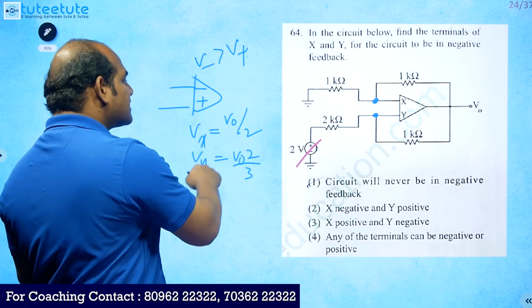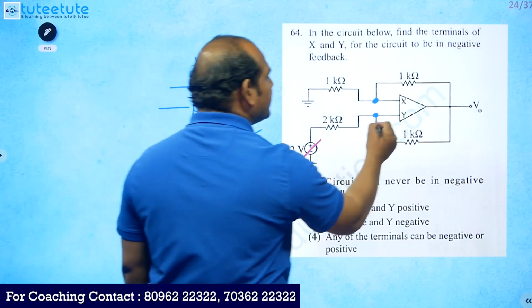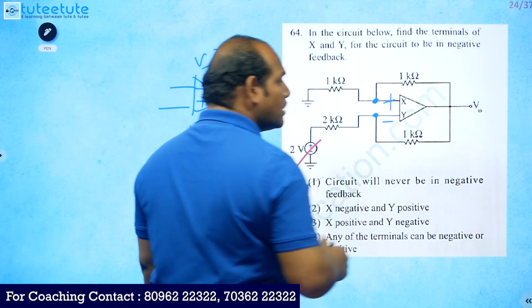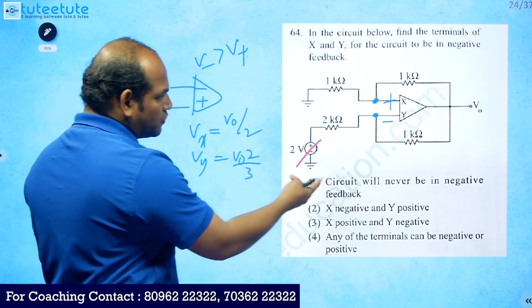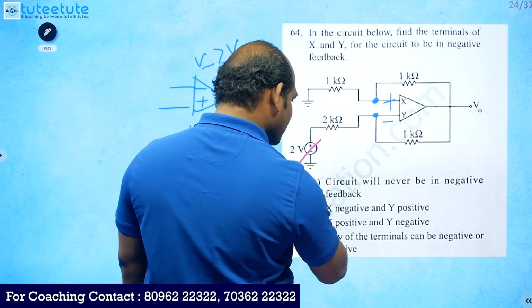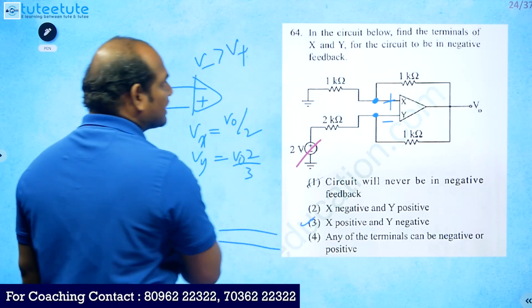So Vy is larger compared to Vx. So Vy should be negative. Okay, this is negative, this is positive. Then we can tell it is in the negative feedback. Okay, so you can check the proper answer. Y is negative. So option 3 is the correct option.